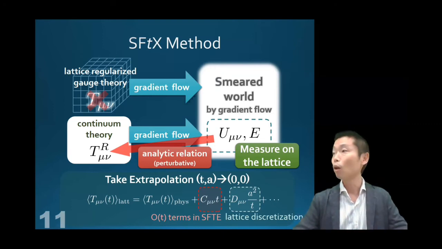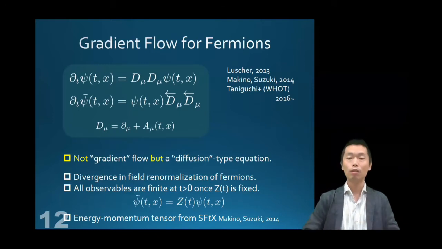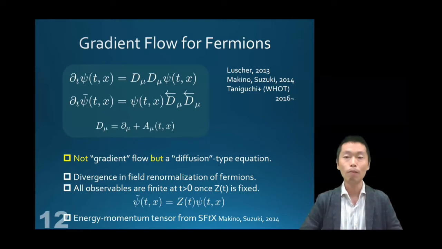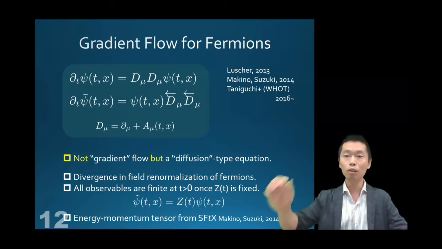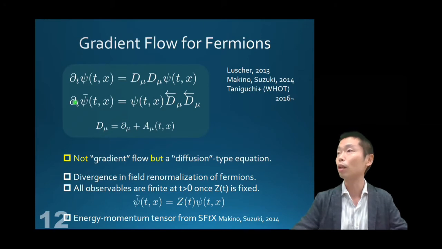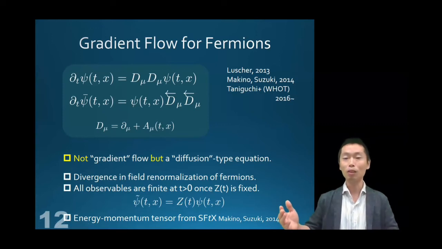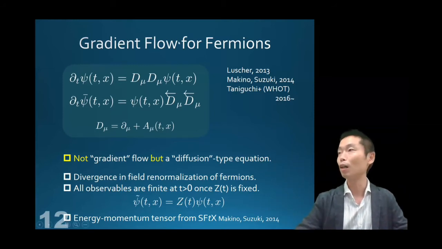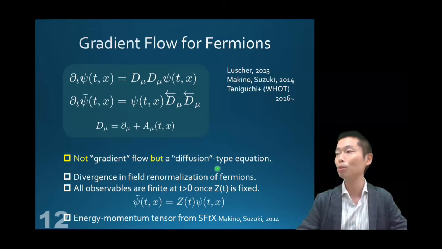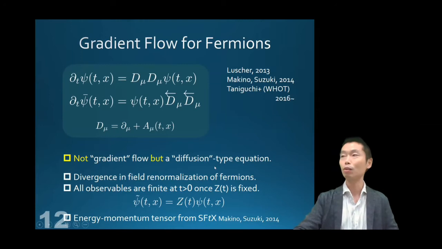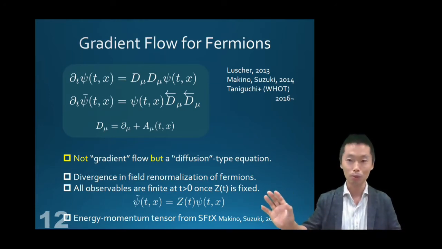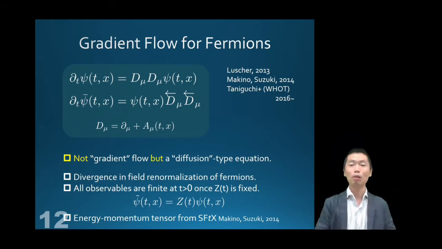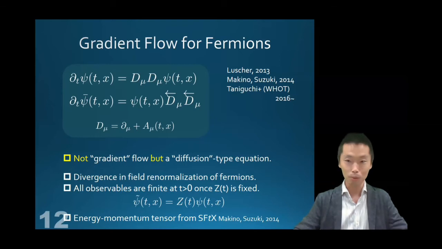Okay, and so far I discussed the gradient flow for pure gauge field, but the gradient flow can be extended to the fermions, and in this case, the gradient flow equation looks like this. So this is no longer the gradient flow. For the case of pure gauge theory, the right-hand side was given by the gradient of the action. But here, this is not the gradient, but just a diffusion type equation. Still we call this the gradient flow, even for fermions. But take care that this is actually not the gradient flow for fermions.